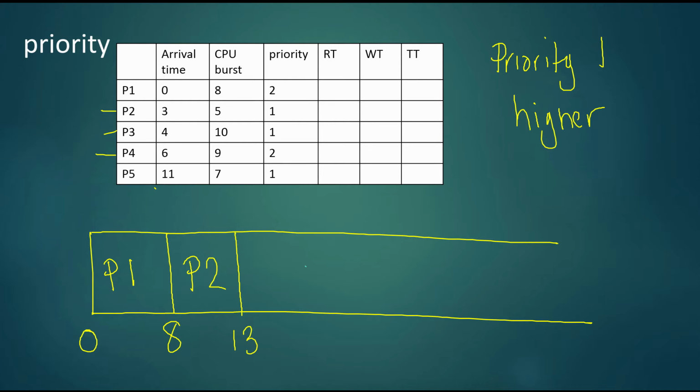Now the current time is 13. We have in the ready queue P5, P4, and P3. P5 has a priority 1. However, P4 has a priority 2. P3 has a priority 1. And P3 got there first, so P3 is going to go next.